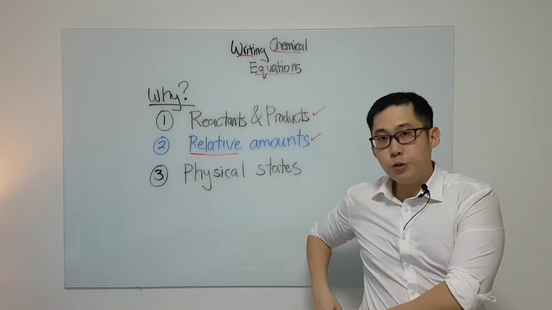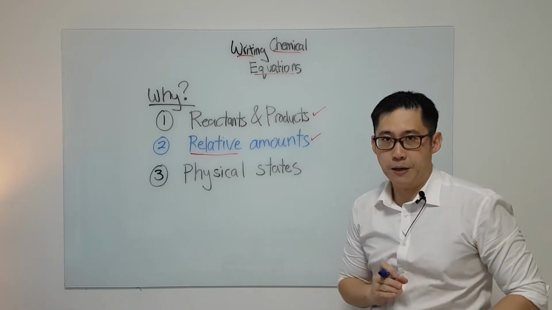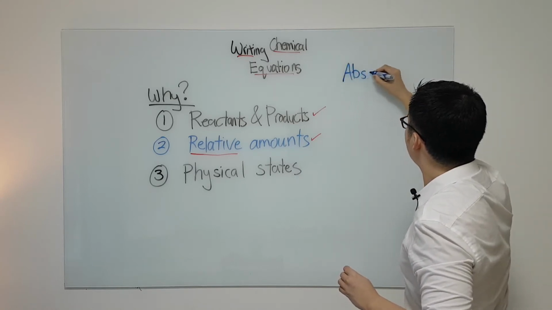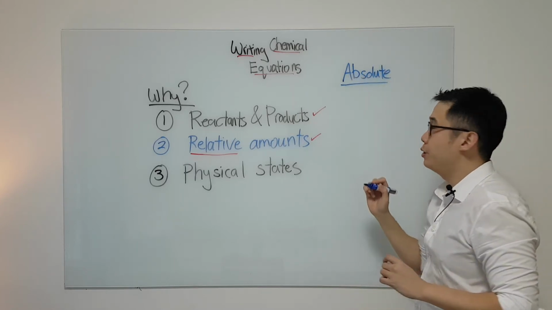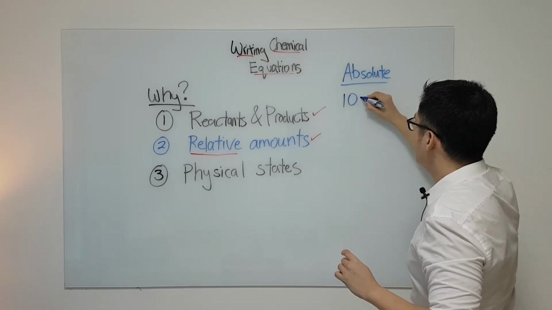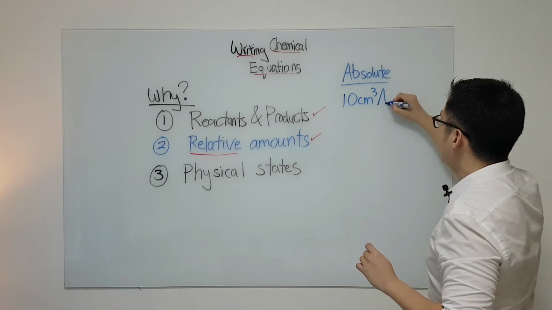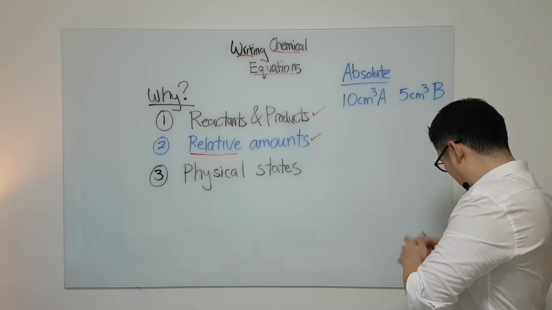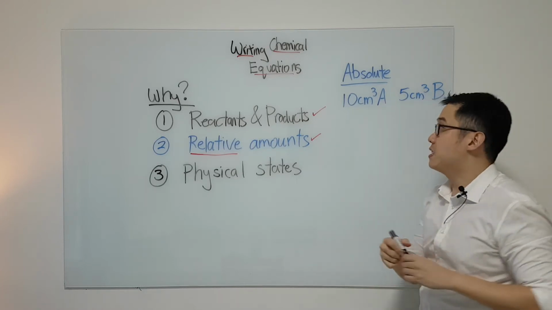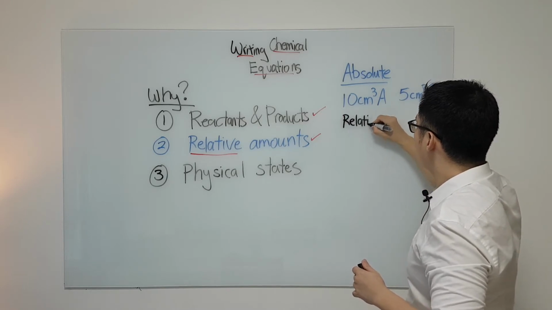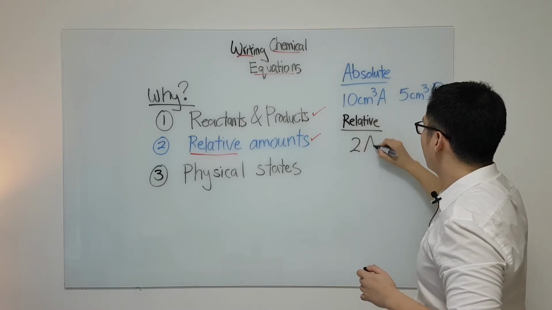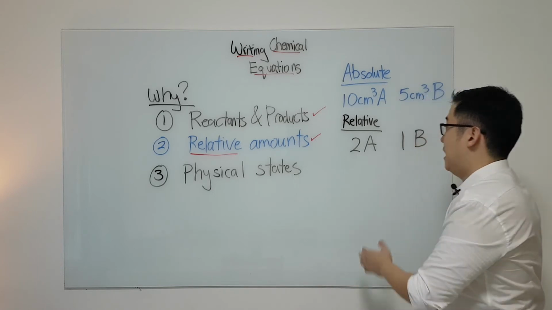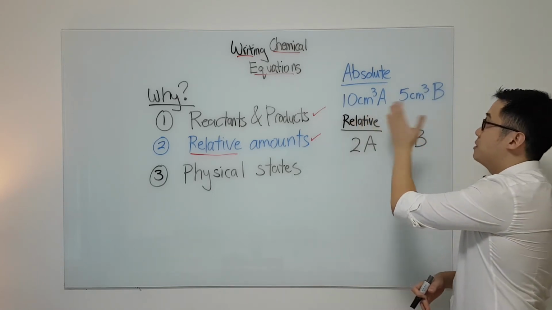Students, for those who do not understand the term relative, allow me to give you an example. Now, consider this term when I say absolute. If I were to say absolute, this would basically mean that I will state the actual quantity. For example, 10 cm cube of A to react with 5 cm cube of B. However, if I were to use the term relative, I would simply just write 2A reacting with 1B. The word relative means in comparison to. So in this case here, the amount of A that is needed is 2 times the amount of B.